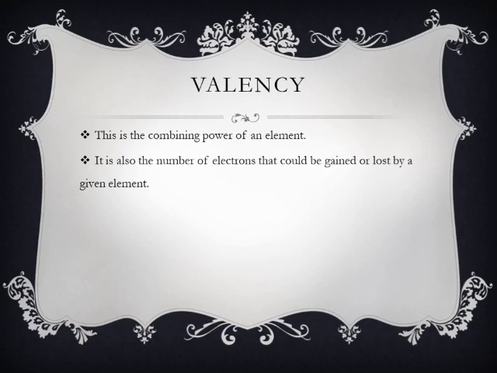Now, the next thing we'll talk about is valency. Valency is known as the combining power of an element. It is what helps two different elements to combine together to form a compound. It is also known as the number of electrons that could be gained or lost by an element.